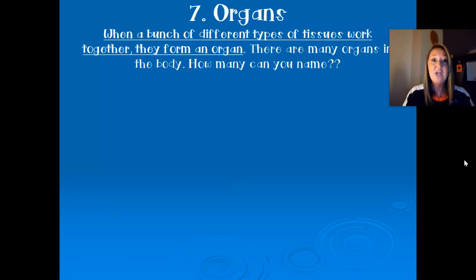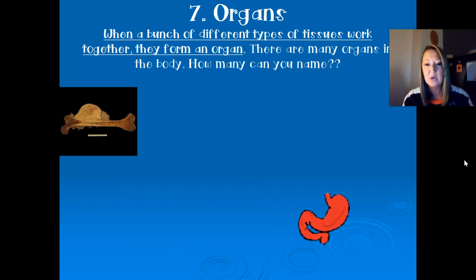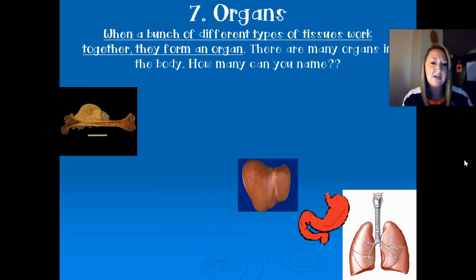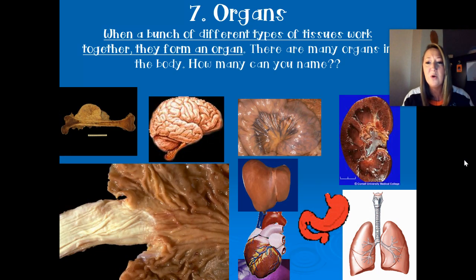Okay. So when we have a bunch of tissues that work together, they form an organ. And you've got tons of organs in your body. Things like bones, your stomach, lungs, your liver, all different types of organs make up your body, right? There are tons of organs in your body.